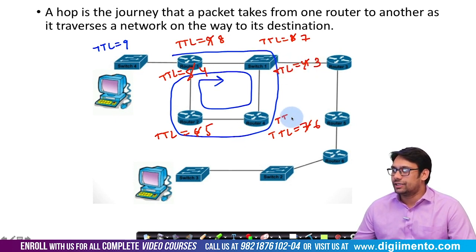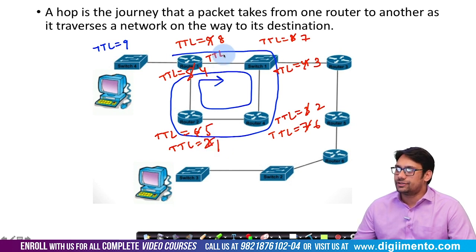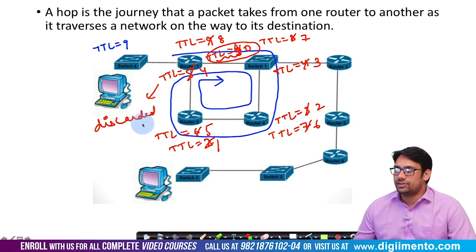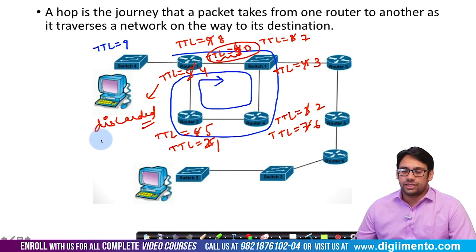Here the TTL field that is received is 3, it will be decremented to 2. Here the TTL field that is received is 2, it will be decremented to 1. And here the TTL field that is received is 0. Now as soon as the 1 is decremented to 0, and it is not the destination, then the packet is discarded. The packet is discarded.